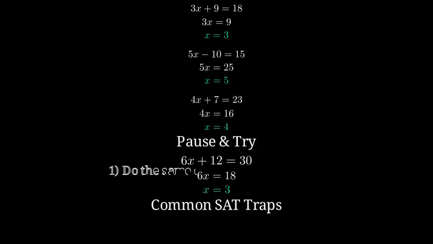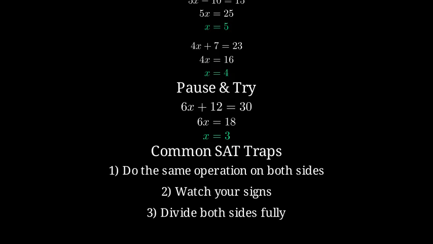Now, let's talk about common mistakes. Mistake 1. Forgetting to do the same operation on both sides. Mistake 2. Sign errors. If it's negative 10, you must add 10, not subtract. Mistake 3. Dividing incorrectly. Always divide both sides fully.